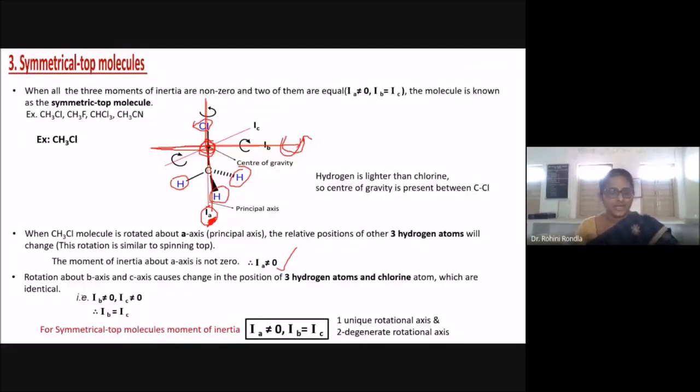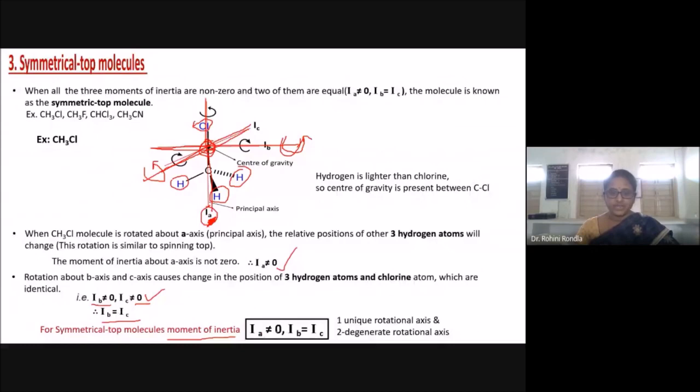So IB is also not equal to 0. Next, along the C axis. Along the C axis, similar to the B axis, you are rotating along the C axis. Again these 3 hydrogen atoms and this chlorine atom position will change. So IC is not equal to 0. IB is not equal to 0 and IC is not equal to 0. That is why we can say IB is equal to IC. Okay, in overall, you can write like this.